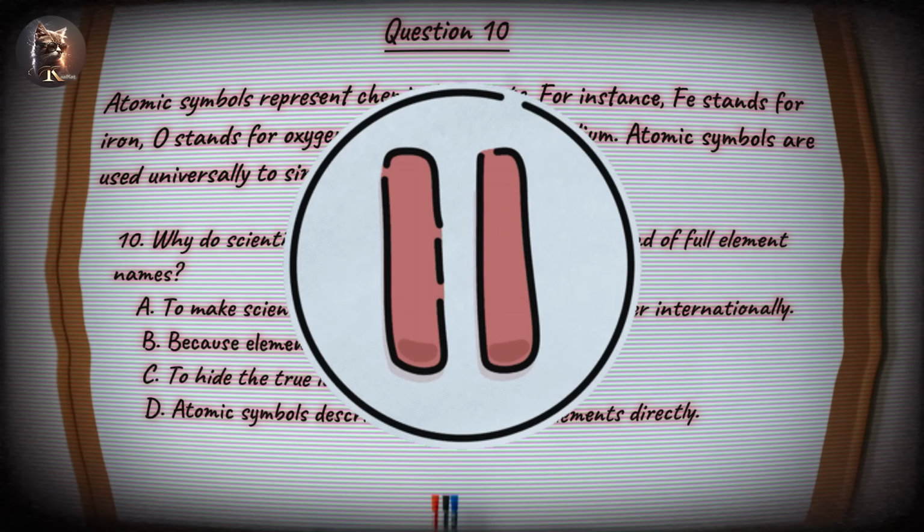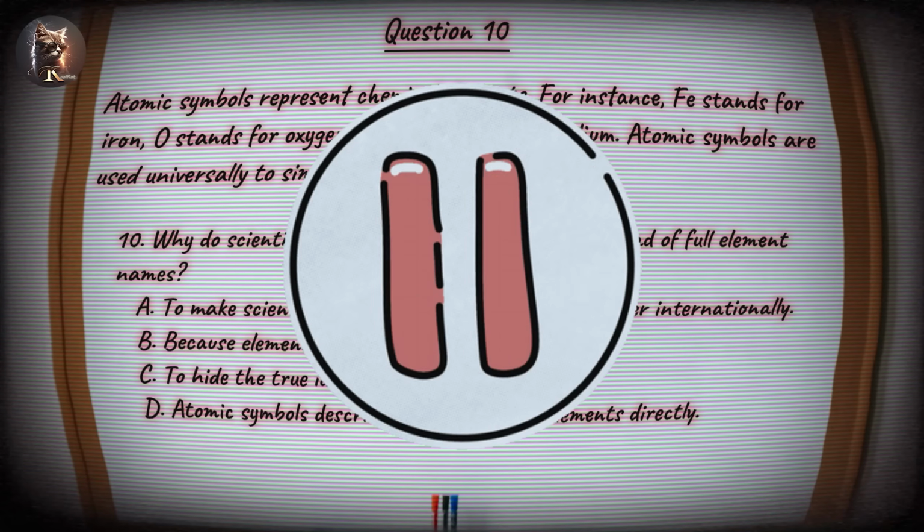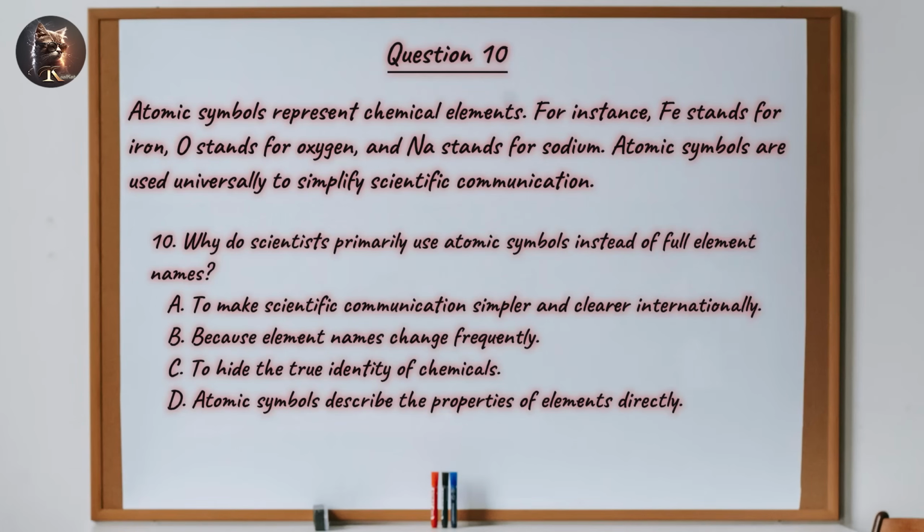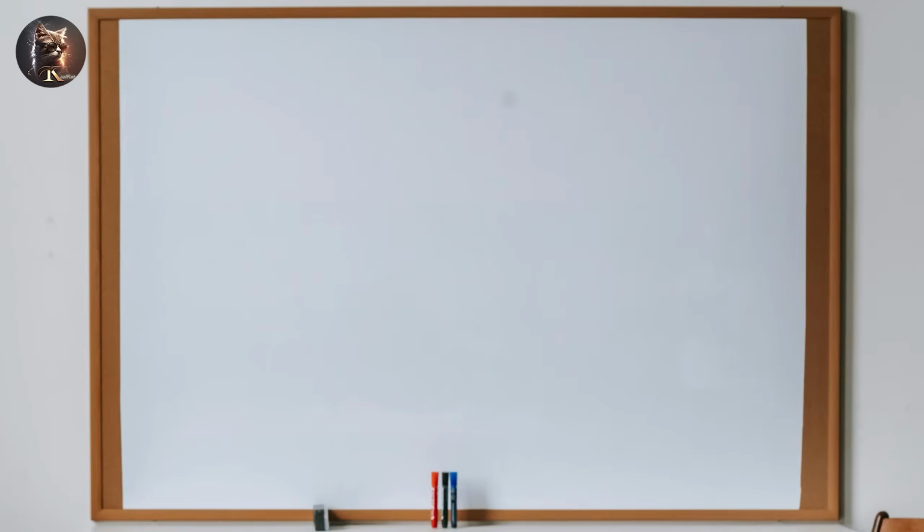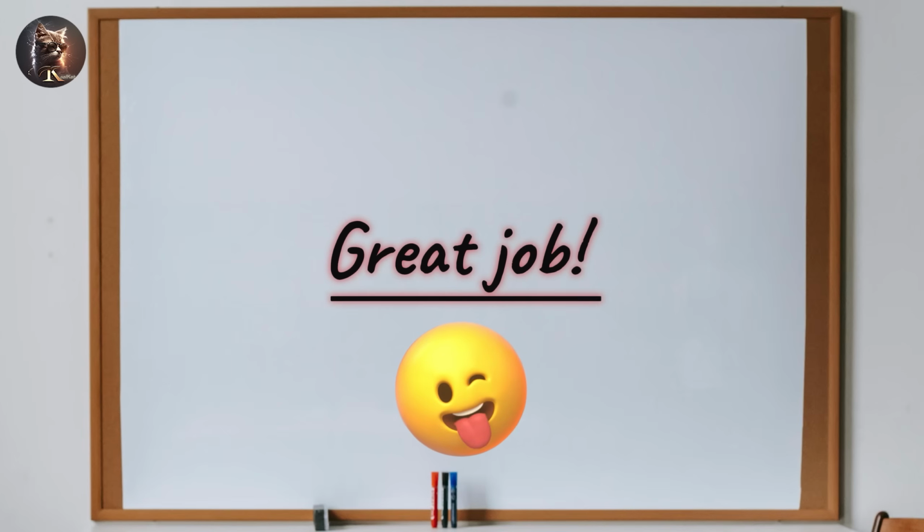Pause and reflect again. Which answer best fits the explanation the passage gives? If you chose option A, that atomic symbols simplify scientific communication internationally, you've done excellent analytical thinking. Using symbols ensures scientists everywhere clearly and quickly understand each other, regardless of their language. Great job staying with me through each question.